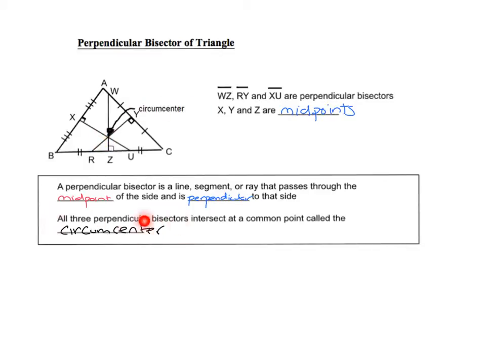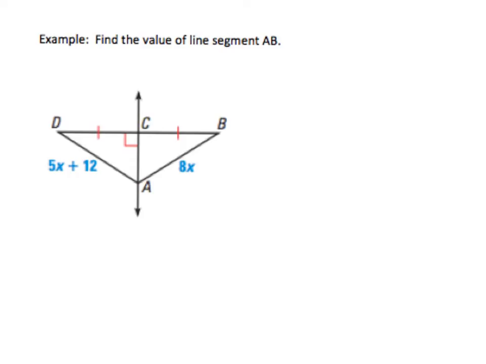And yes, you must know all of these names for all of the different ones. So that means there are 4 different ones which have 4 different names for the point that they intersect at. So let's go into an example. Find the value of the line segment AB.